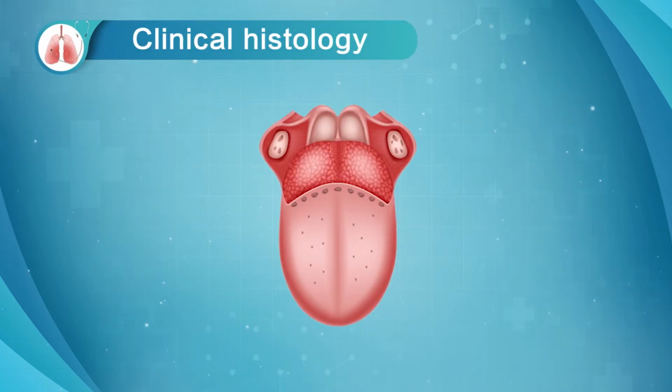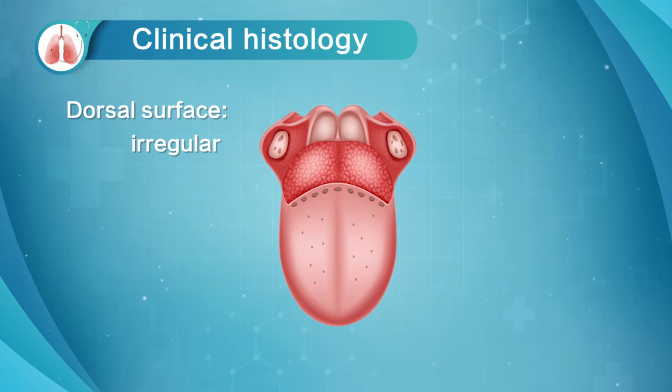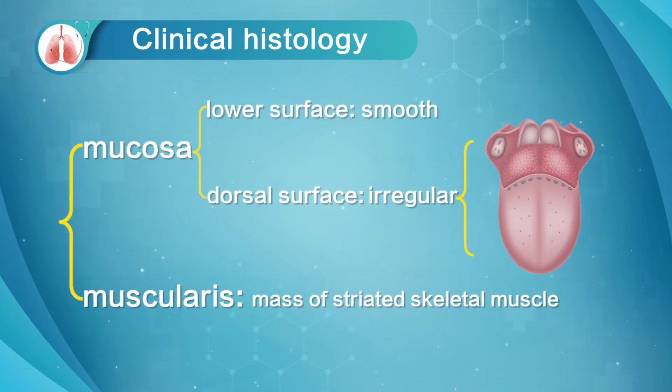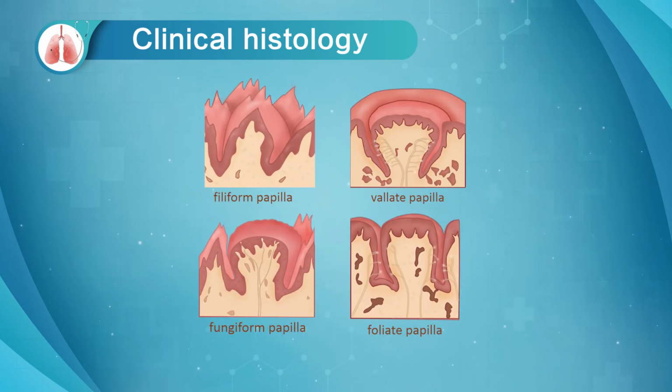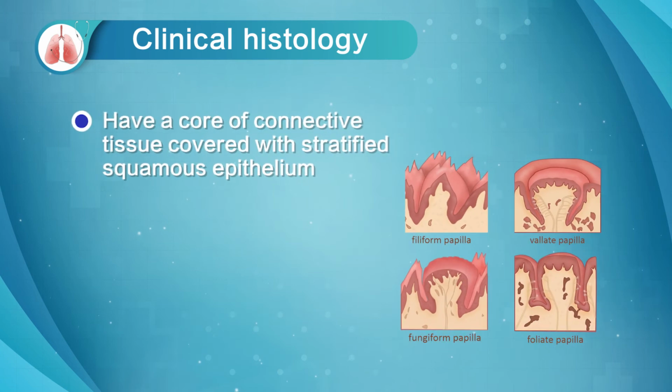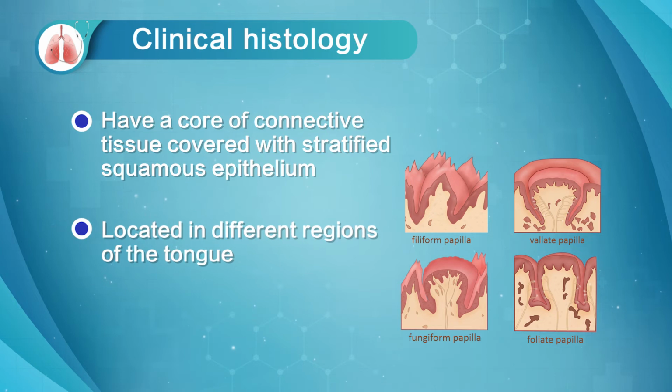Besides the lower side, we have the dorsal side of the tongue. The dorsal surface of the tongue is irregular since there are many lingual papillae. According to the different shapes, papillae are classified as filiform, fungiform, foliate, and vallate papillae. No matter which type, the papillae all have a core of connective tissue covered with stratified squamous epithelium. Diversely shaped papillae are located in different regions of the tongue.